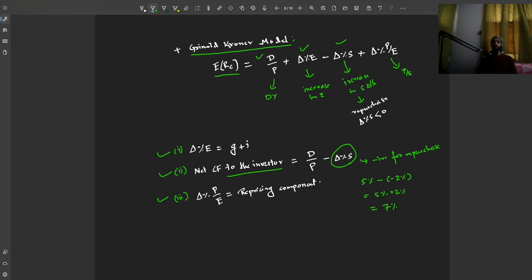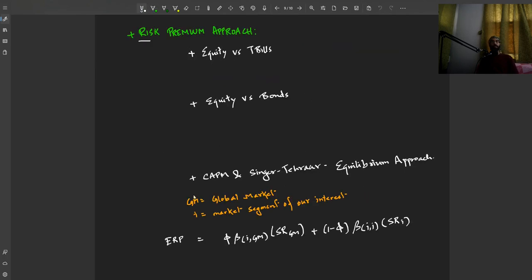Now, next we'll discuss forecasting equity returns based on equity risk premiums. The risk premium approach. One of the ways of measuring equity risk premium is to compare the equity returns required with the treasury bill rate. Let's say the treasury bill rate is 3% and the equity return required is 15%. So, based on the equity versus T-bills comparison, the premium is 15 minus 3, or 12%, right?